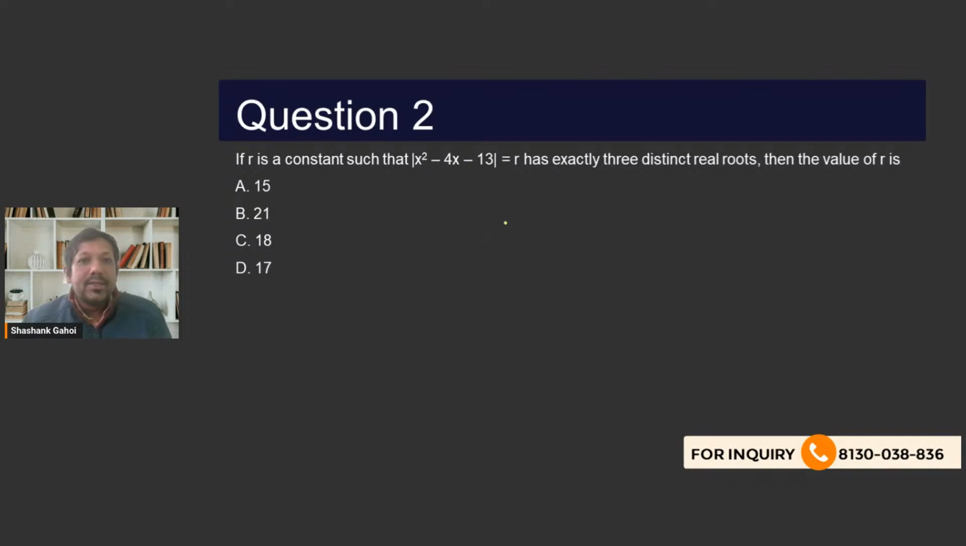Okay, so it is a mod, right? So basically x square minus 4x minus 13 equals R. That is my first solution. Then I am opening it with the negative: x square minus 4x minus 13 is equal to minus R. Because when we open the mod, we take one value positive, we take one value negative.